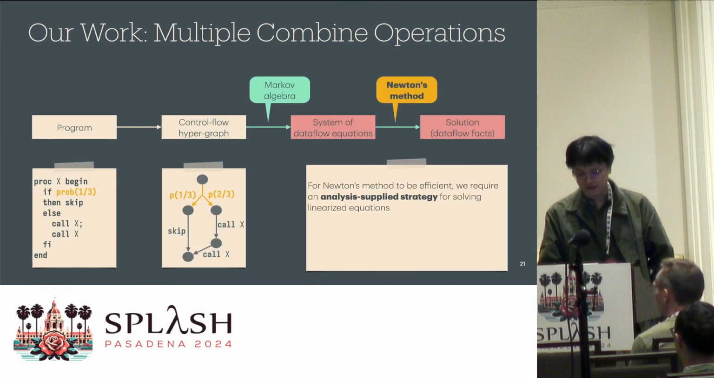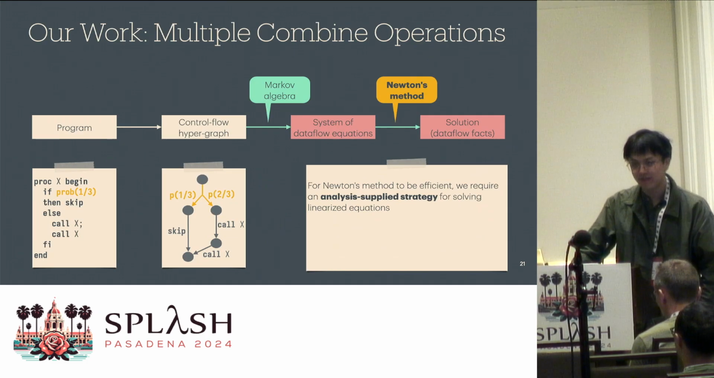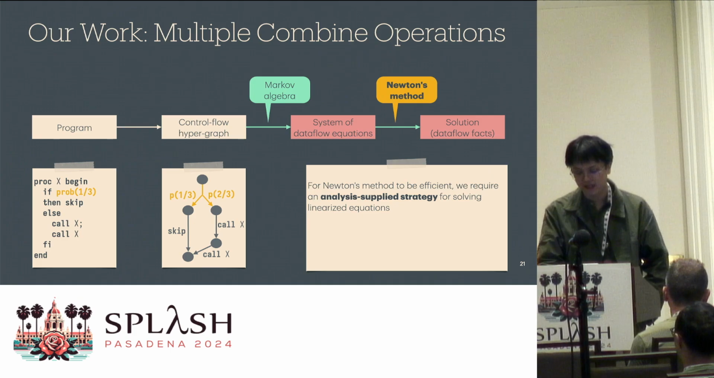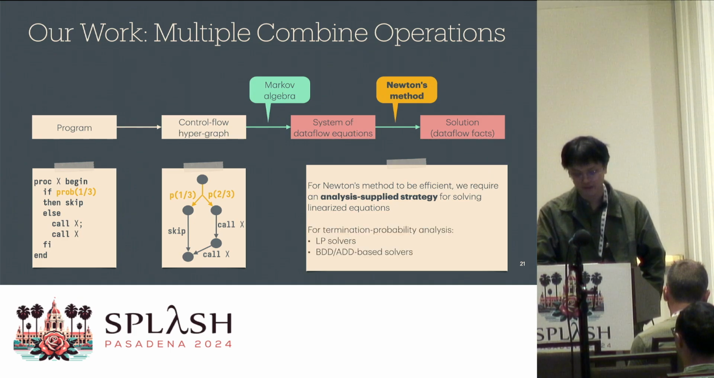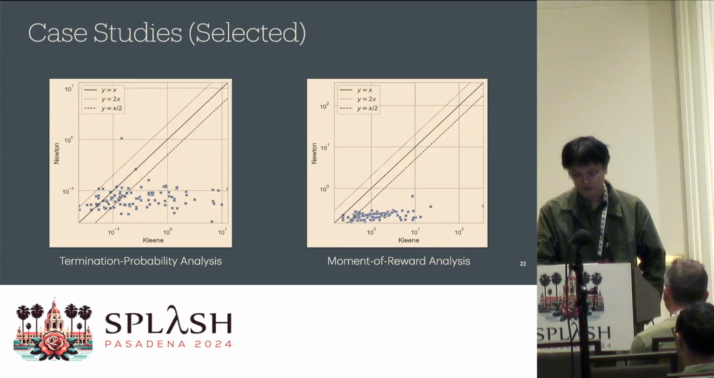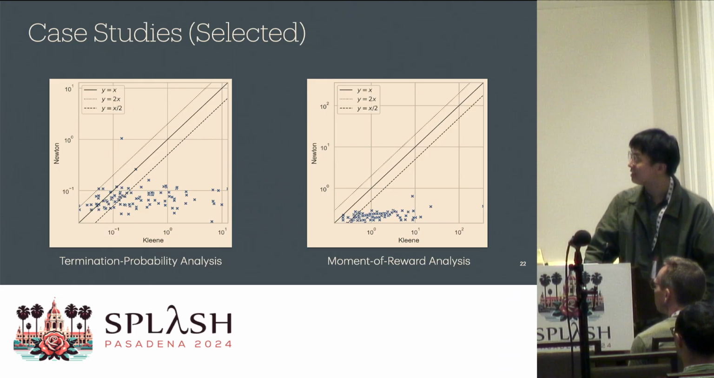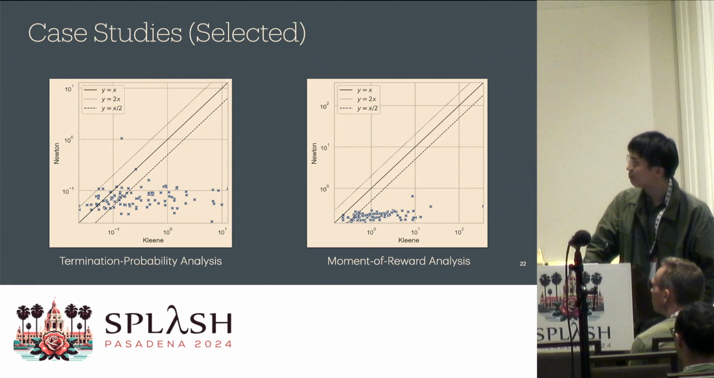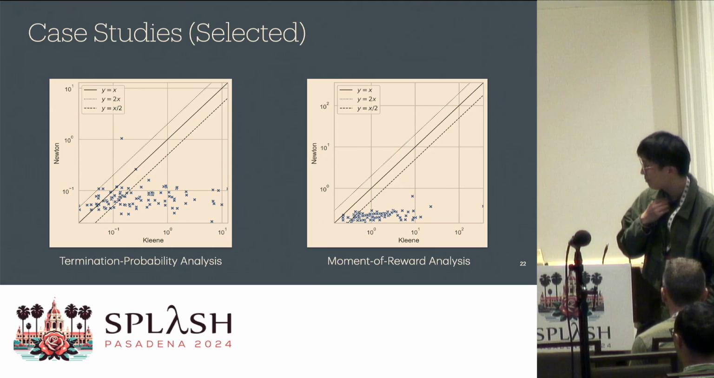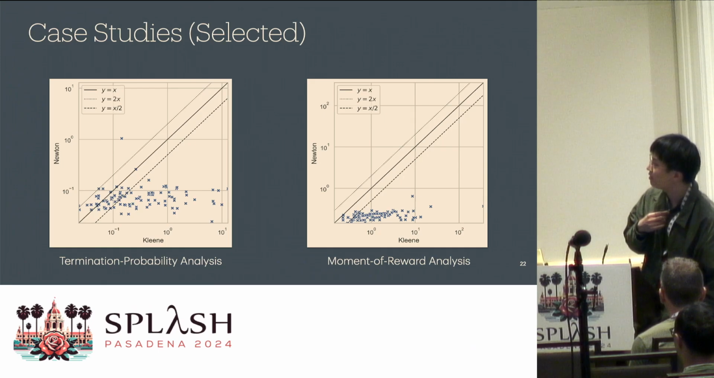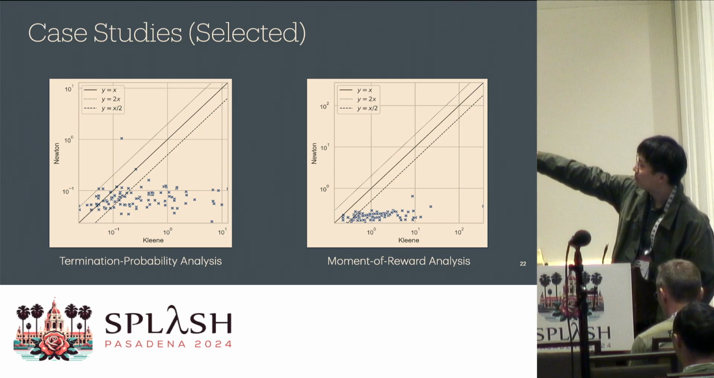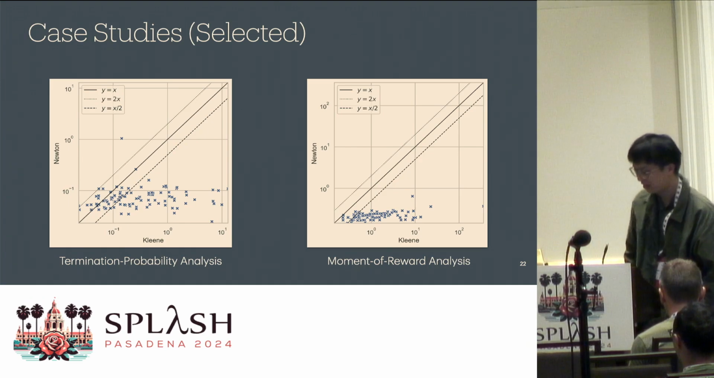Finally, after we obtain the linearized equations, we need to solve them. Unfortunately, currently we don't have a generic way to do that, so it requires each program analysis to provide a strategy for solving these linearized equations. We did case studies on four different program analyses. Here I just show the evaluation results for two of them, one for termination probability analysis, and the other for moment of reward analysis. We compare our efficiency against Kleene iteration on some synthesized benchmark programs, and a point in the lower right triangular region means our method is faster than Kleene iteration.